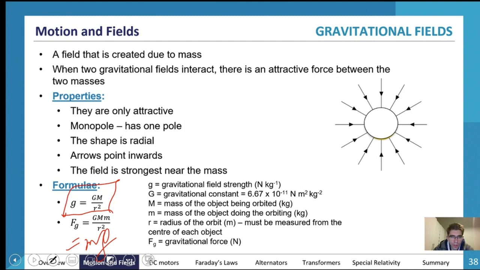Now keep in mind that g is the gravitational field strength. That's the lowercase g, capital G is the gravitational constant, which is 6.67 times 10 to the power of negative 11. Then there is mass, which is the mass of the object being orbited in kilograms. Then there's the mass of the object doing the orbit, which is lowercase m. The radius of the orbit in meters must be measured from the center of the object, and Fg, which is the gravitational force in newtons.